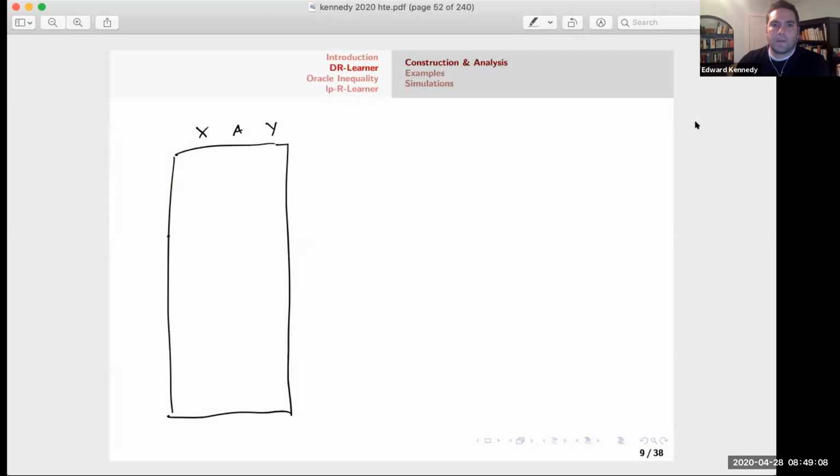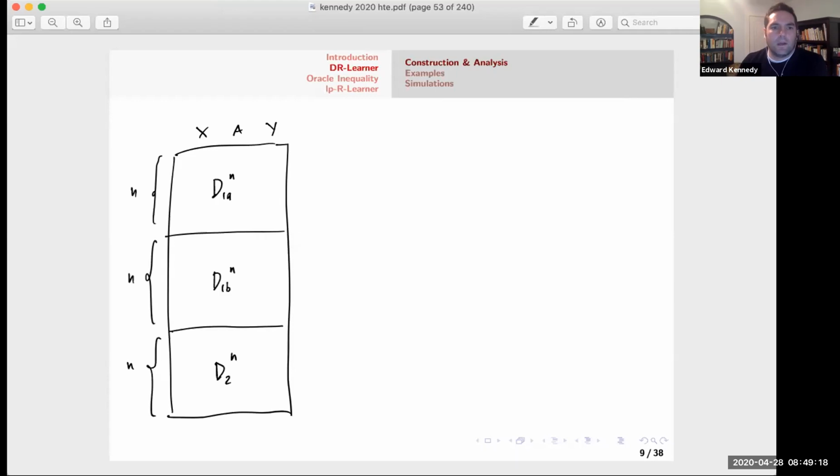All right, so here's a diagnostic for this approach. Just a schematic of what's going on. So we've got our big data set, X, A, and Y. I'm going to split it into 3 folds. For one fold, I'm going to estimate the propensity score. In another separate independent fold, I'm going to estimate the regression functions.